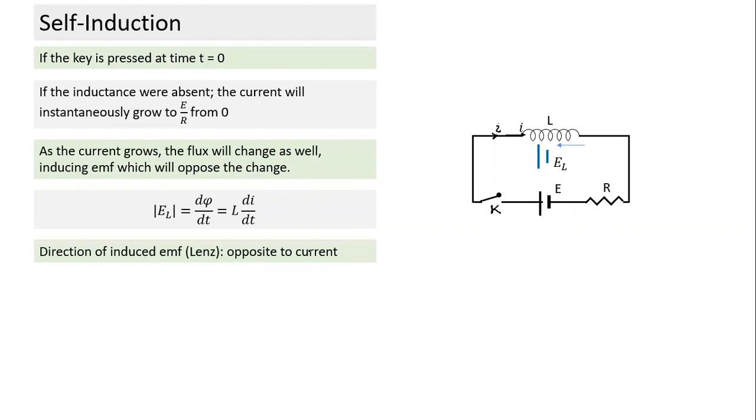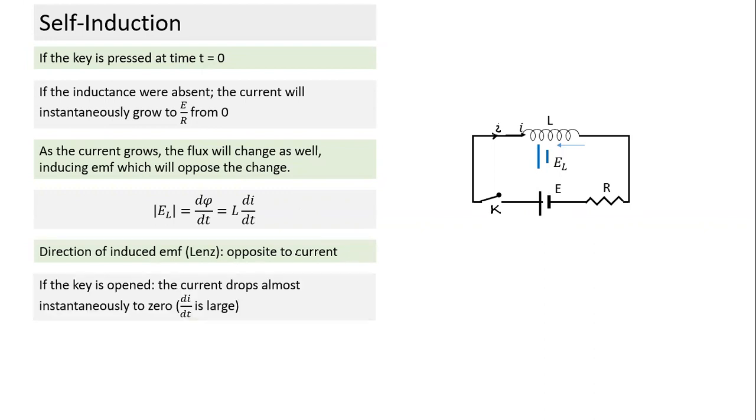And what is the direction of induced EMF? It is opposite to current. Now suppose we keep the key closed for a long time, and the current I is flowing. Suddenly open the key. Opening the key also amounts to a sudden change in current from the value I to 0. If you open the key very quickly, the current will drop almost instantaneously to 0. One more thing we will see later: whenever we open the key quickly, the rate of change of current becomes very large. So di by dt is large, and the induced EMF also is very large.